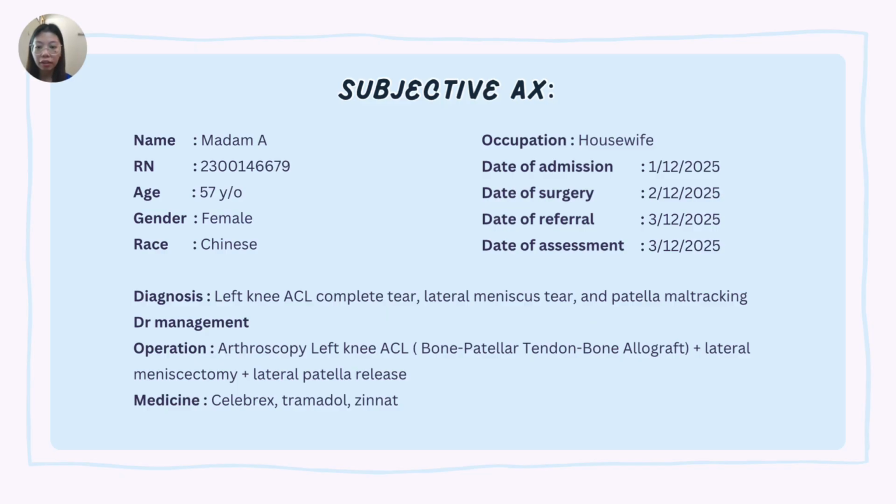Her diagnosis is left knee ACL complete tear, lateral meniscus tear, and patella maltracking. So the doctor managed to do an operation, which is arthroscopy left knee ACL, bone patella tendon bone allograft, lateral meniscectomy, and lateral patella release. The medicines are Celebrex, Tramadol, and Zynet.